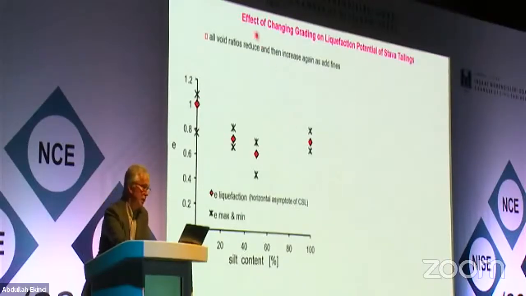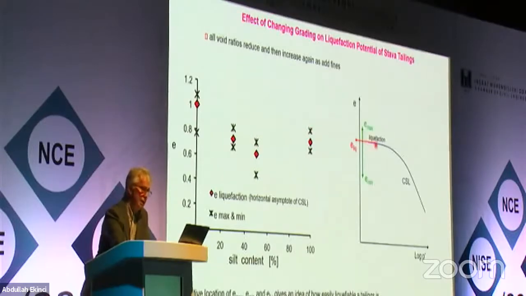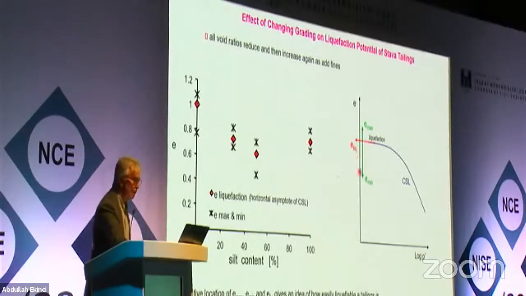We've seen data like this just now. Effective changing grading. Not going to look at the effect on the liquefaction potential, but just look at the e max and the e min as we change the silt content, fairly standard data. Void ratios go down and then go up as you increase the silt content. What we're plotting now, though, is the e liquefaction, comparing it to e max and e min. e liquefaction is simply the horizontal asymptote of that critical state line, which is the red points. And by looking at the relative locations, we can get an idea of the susceptibility to liquefaction.